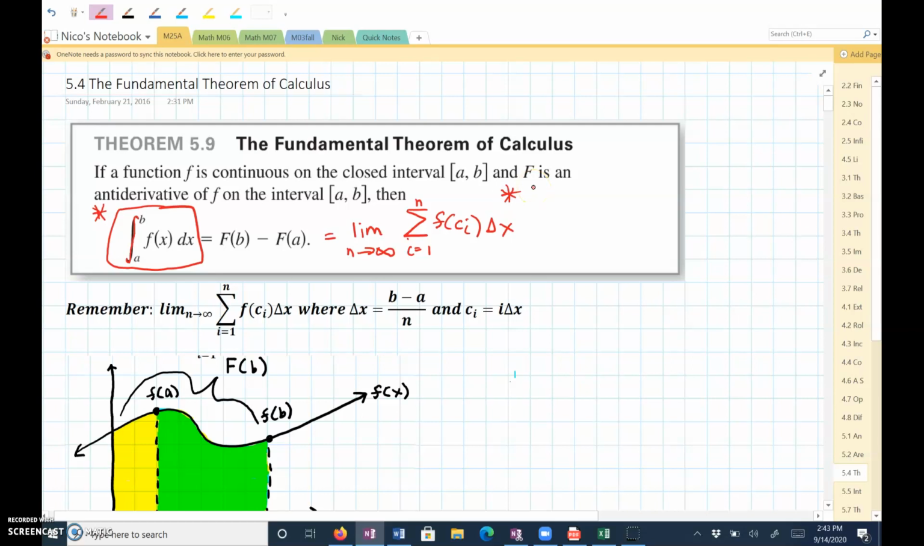Okay, it's kind of like when we learned the definition of the derivative using limits. It's a big long process. Same thing here, and then we learned shortcuts. That's what this is. This is a shortcut. So let's look at this.